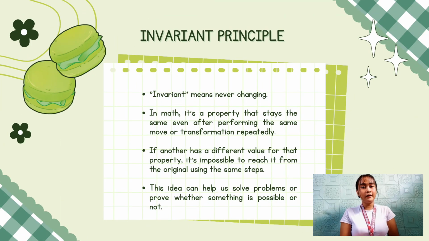So, what is invariant? First, the word invariant just means never changing. That's really the main idea. In math, it means there's something like a number or value that stays the same even if you keep doing the same kind of move or transformation again and again.